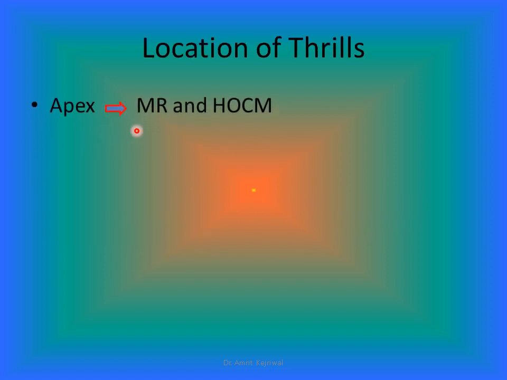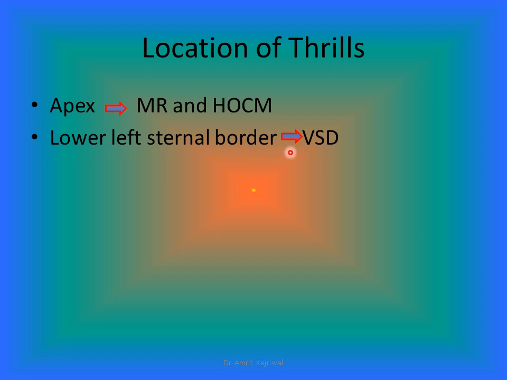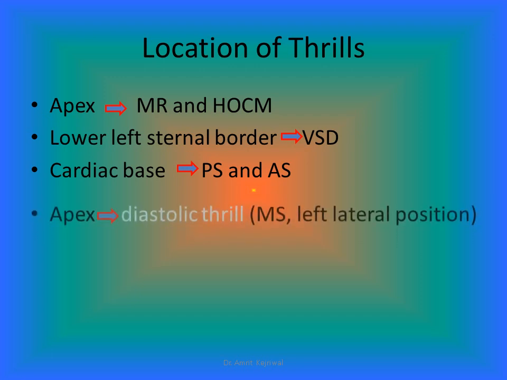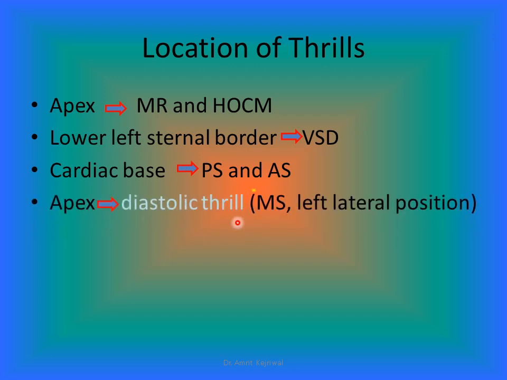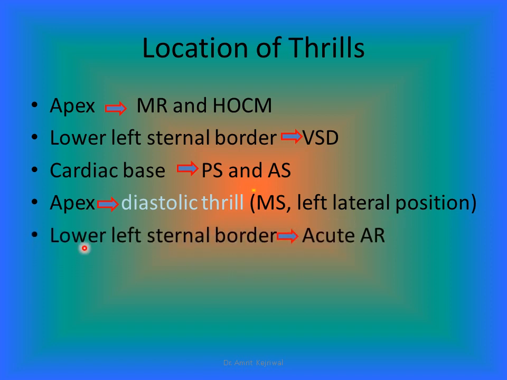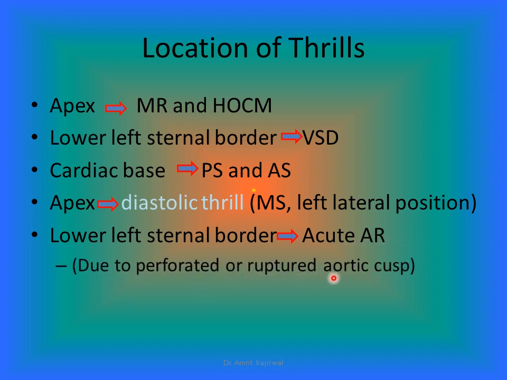Location of the thrill: at the apex, you get mitral regurgitation and hypertrophic obstructive cardiomyopathy thrills. At the lower left sternal border, you get VSD thrills. At the cardiac base, you get pulmonary stenosis and aortic stenosis thrills. At the apex, you get a diastolic thrill, which is due to mitral stenosis, better felt in the left lateral position. At the lower left sternal border, you get acute AR, aortic regurgitation, which is usually due to a perforated or ruptured aortic cusp.